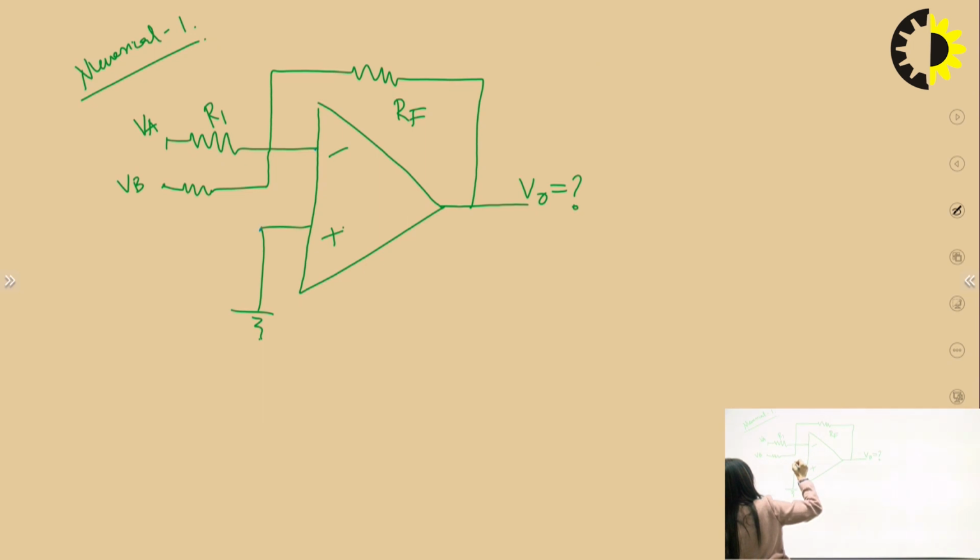So this is my point B and this is my point A. This potential is VB and this potential is VA, right? Now both the conditions have been applied. The op-amp is ideal, and the second one is that the RF is connected to the negative terminal of the op-amp. Now I can easily calculate my output just by applying virtual ground concept and KCL.